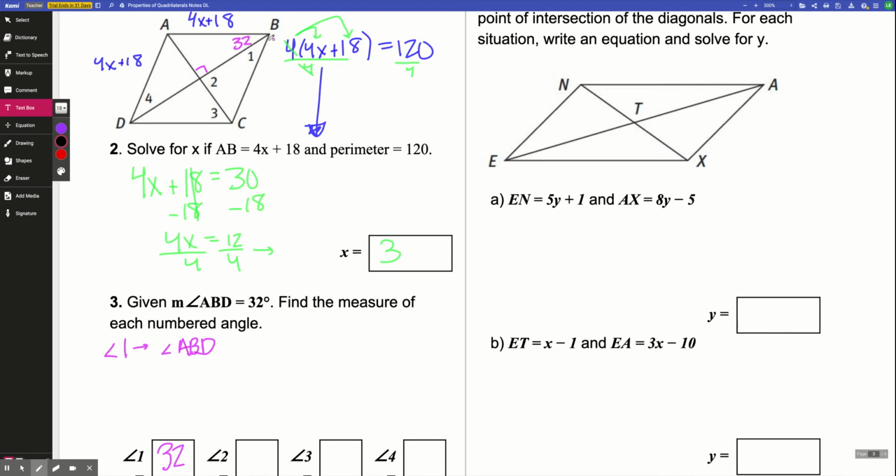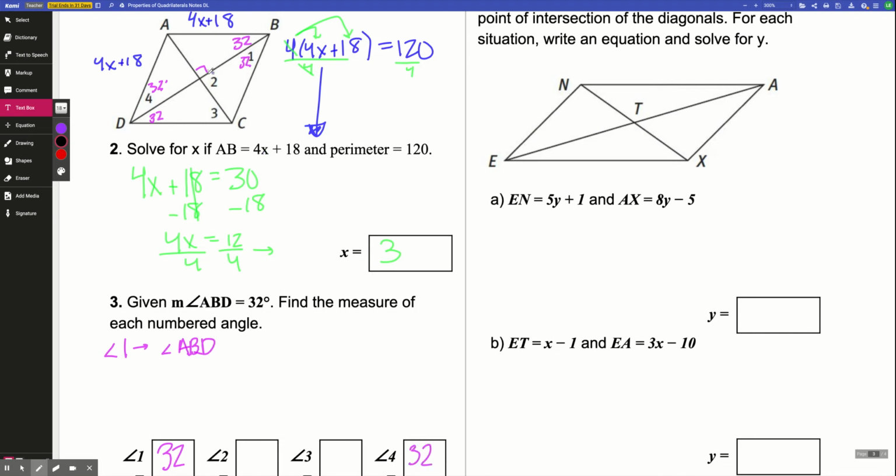That also means that angle 4 is 32 degrees, right? Because remember that the angles that are opposite of each other are congruent, okay? And angle B and angle D are opposite each other. So this has to be 32, 32. This one's also 32, okay? So angle 4 is 32 degrees.